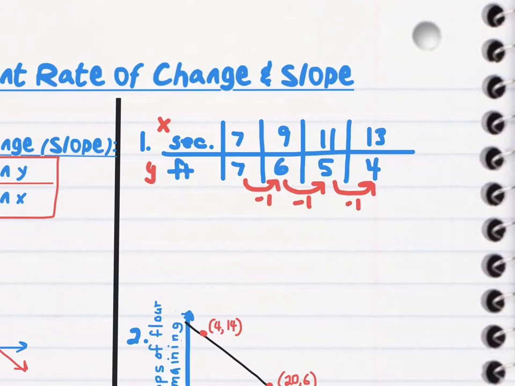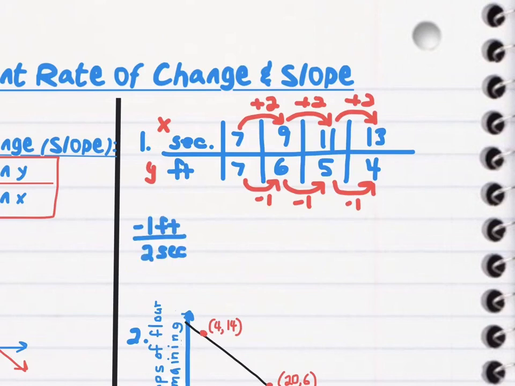Okay, and then we're going to look at the change in the x's. We start at 7, and then it goes up to 9, then it goes up to 11, and then it goes up to 13. So that is increasing by 2s. According to this table, the constant rate of change is going to be -1 over 2. I'm going to write that here with units, so -1 foot over 2 seconds, which then simplifies to -1/2 a foot per second. Okay, let's box that.